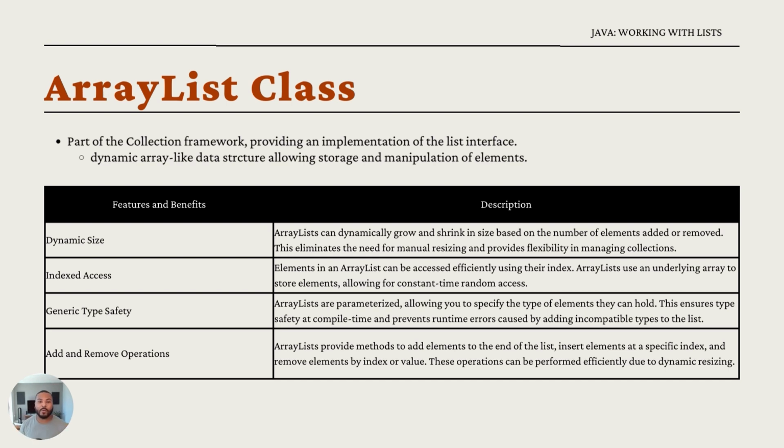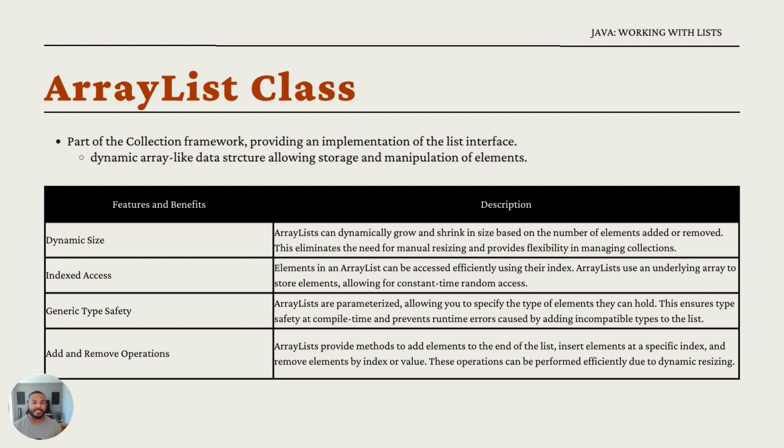So feature number 1 is dynamic size. One of the primary features of the ArrayList class is its dynamic size. Unlike arrays with a fixed size, array lists can grow or shrink dynamically as elements are added or removed. This dynamic resizing allows the list to accommodate any number of elements without requiring manual resizing or memory management. As a result, array lists offer efficient memory usage and adaptability to changing data requirements.